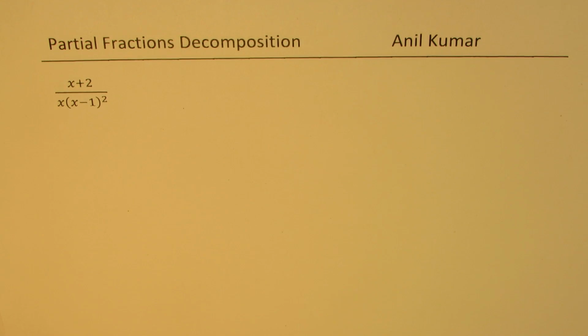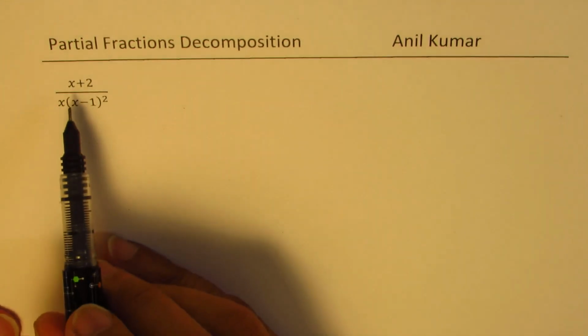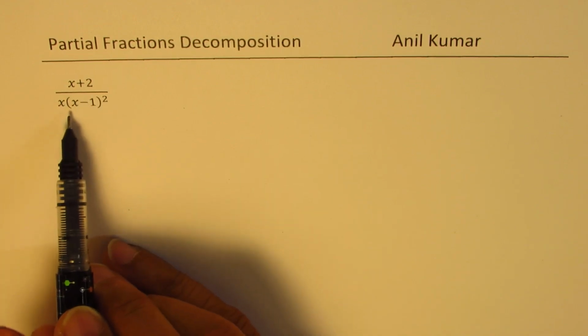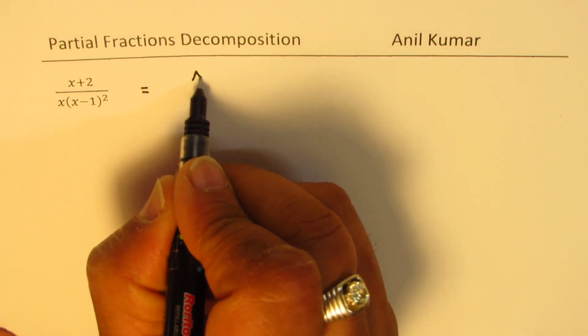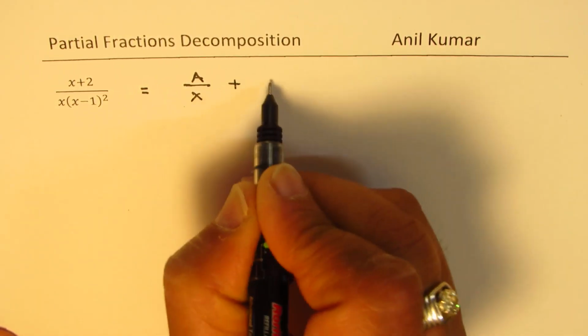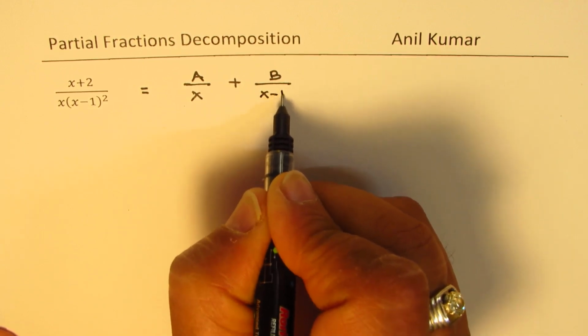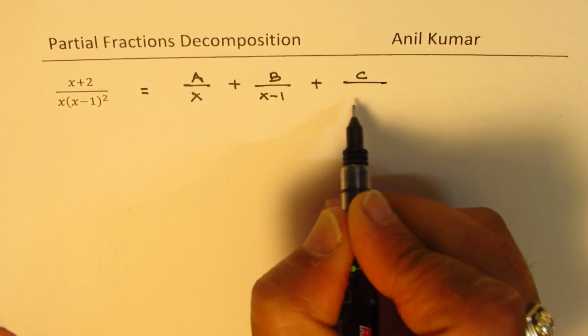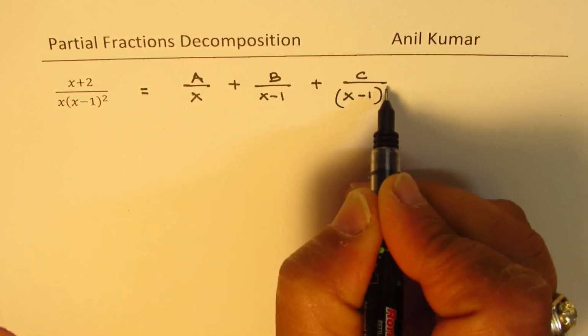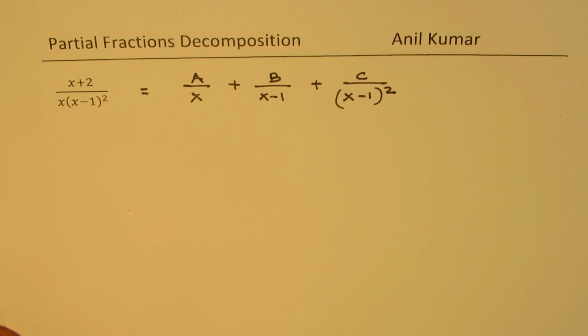I would actually like you to pause the video and solve this question. We need to partial fraction x plus 2 over x minus 1 whole square. So we could always write this as a over x plus b over x minus 1. Now, since this is repeated, right? So we'll say plus c over x minus 1 whole square. Clear? So that is how we are going to do it. So you can adopt any method to find the solution of this one and then check with my solution.